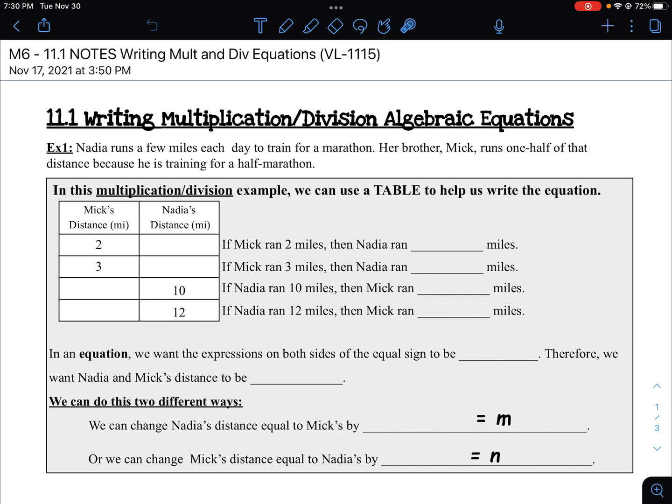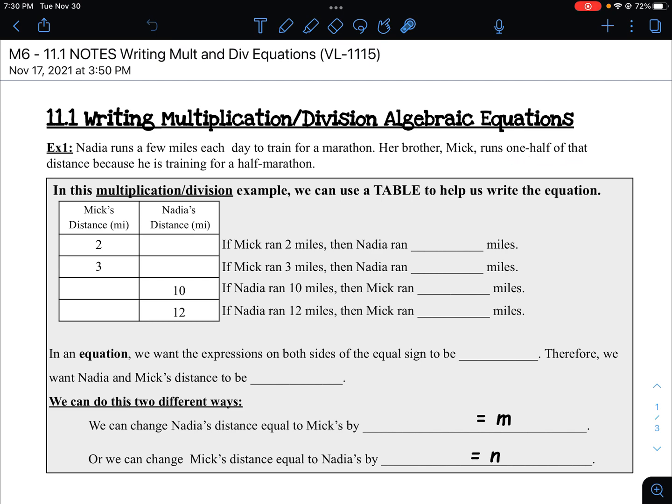So, in this multiplication division example, we can use a table to help us write an equation. Now, how do I know it's a multiplication division example? Well, there's nothing obvious in the word problem that'll say you're going to multiply and divide. But after developing some skills and after reading enough word problems, you should be able to figure out which word problems require either addition or subtraction, and which ones require multiplication and division.